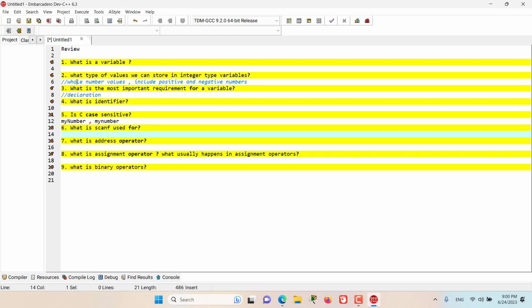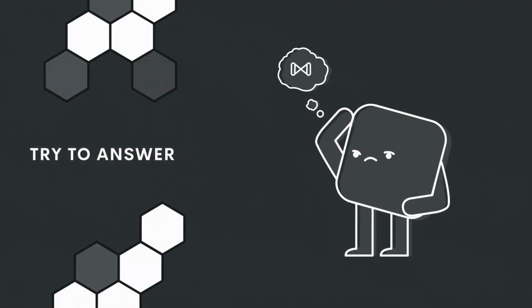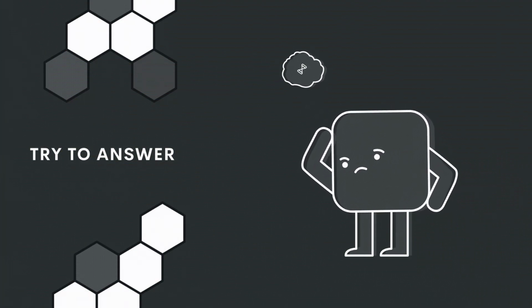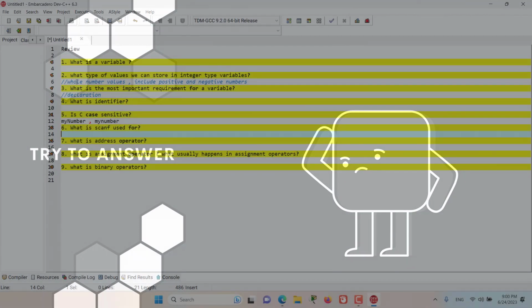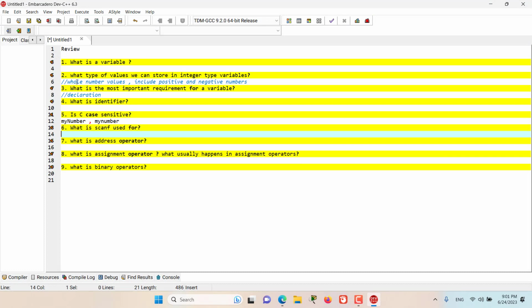So what is scanf used for? The function scanf gets input from the standard input, which is usually the keyboard, and that's what it's used for.